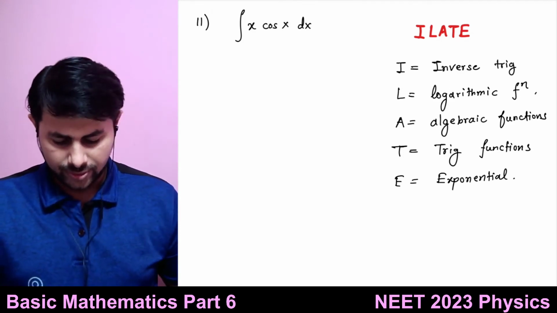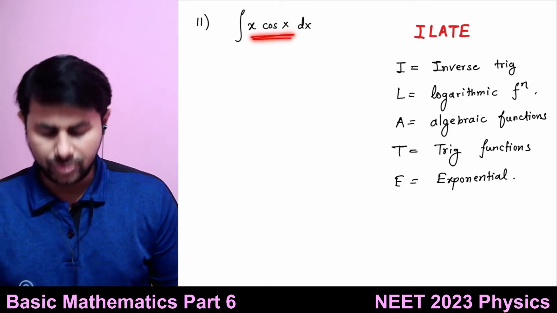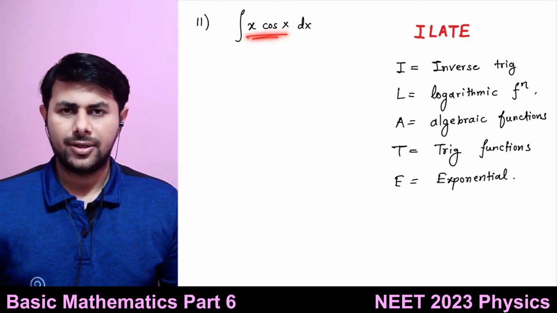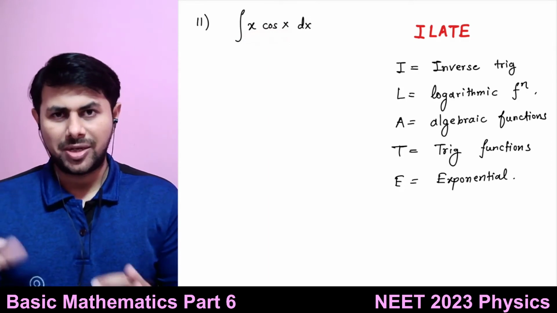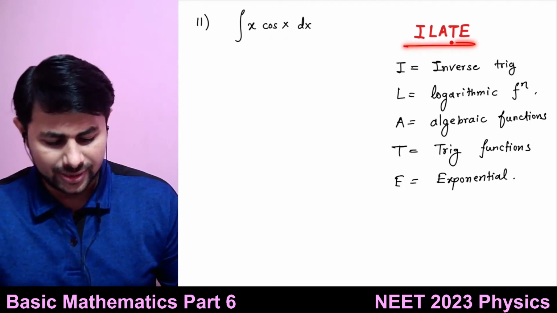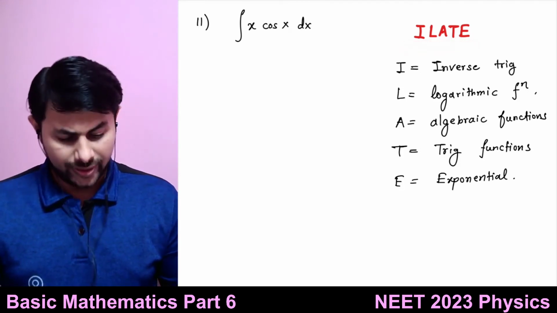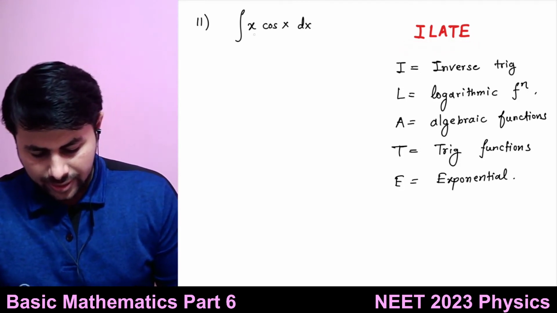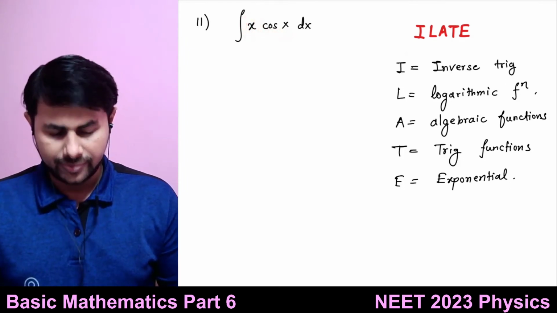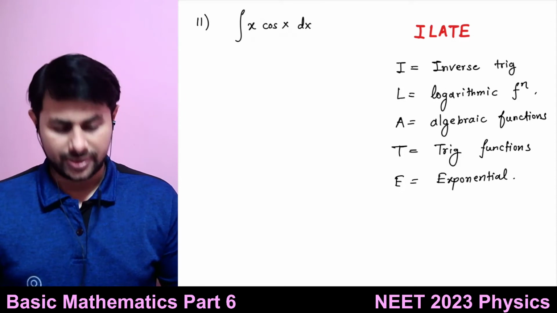So I will have multiplication of two functions, and I want to integrate this. So what is my u and what is my v? The rule for that is ILATE. So see, this is an algebraic function, this is a trigonometric function. So which one comes first in this?